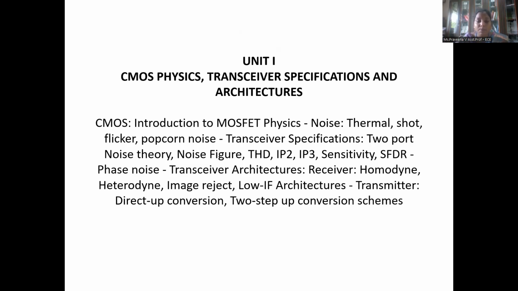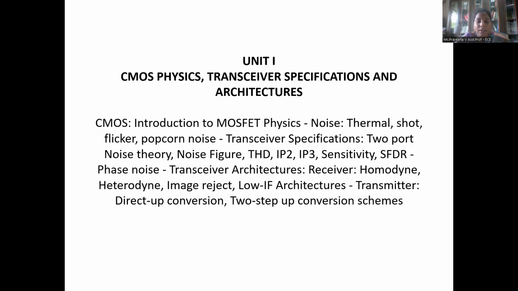The important transceiver specifications such as two-port noise theory, noise figure, total harmonic distortion, second order and third order intercept points, receiver sensitivity, and SFDR, the spurious free dynamic range, are discussed to evaluate the overall RF system performance.